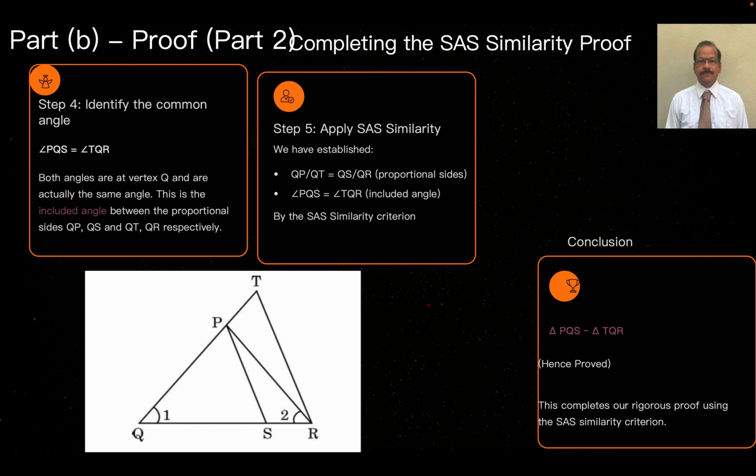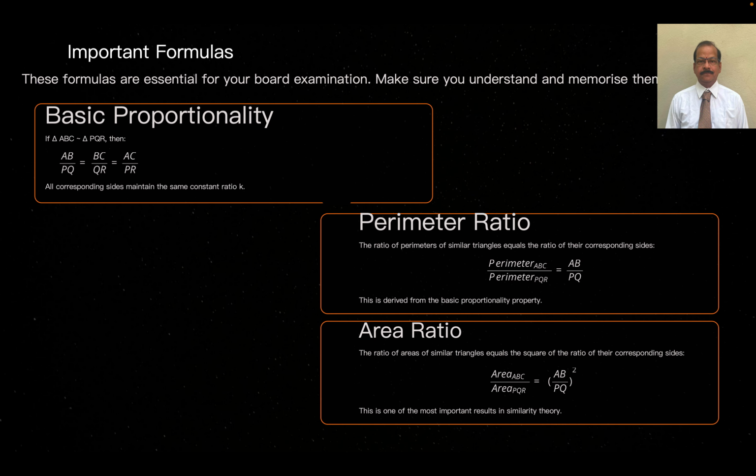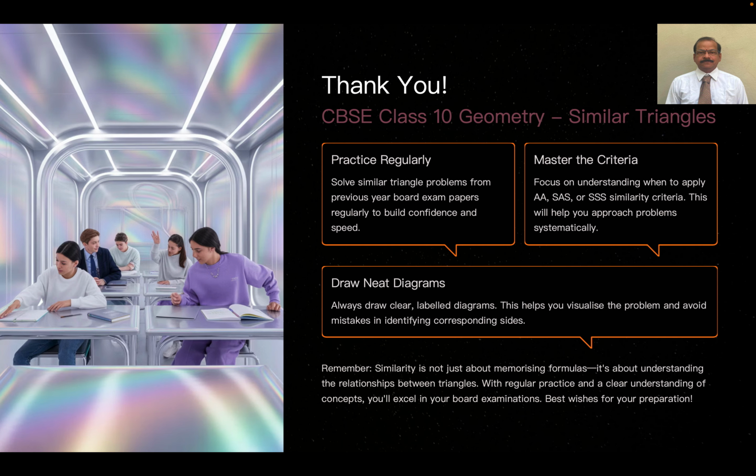Step 5, apply SAS similarity. We have established QP by QT equal to QS by QR, and angle PQS is equal to angle TQR, the included angle. By the SAS similarity criteria, triangle PQS is similar to triangle TQR, and hence proved. Okay. Thank you.